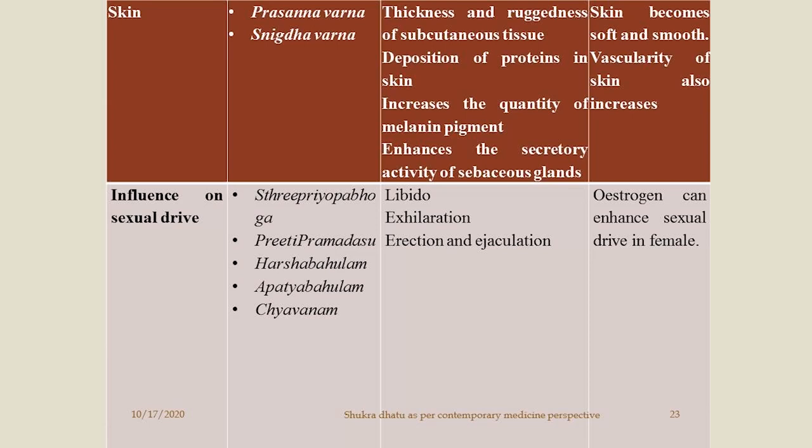Influence on sexual drive. It is said that Shukrasara Purusha will have Stri Priyoba Bhoga, Preeti Pramadasu, Harsha Bahulam, Abhatya Bahulam and Chavanam. Ejaculation is Chavanam. Abhatya Bahulam means more progeny will be there. Harsha Bahulam, opposite sex attraction. And Preeti Pramadasu means love towards the opposite sex. Stri Priyoba Bhoga are all the characteristic features of a Shukrasara Purusha. And the testosterone and estrogen can also increase the sexual drive in male and female, and can cause libido, acceleration, erection and ejaculation.